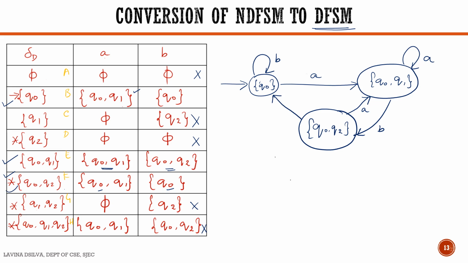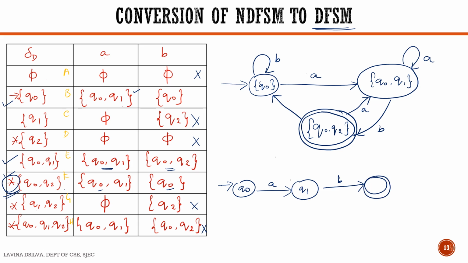So we have one final state here in the new diagram. Q0, Q2 is considered as the final state. Therefore, for the NDFSM which was accepting strings having AB as the ending substring, the DFSM is written like this.